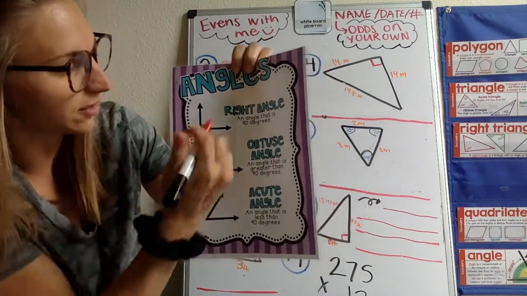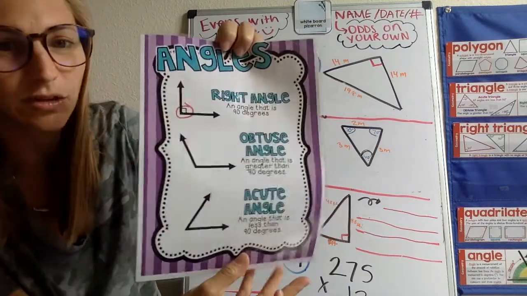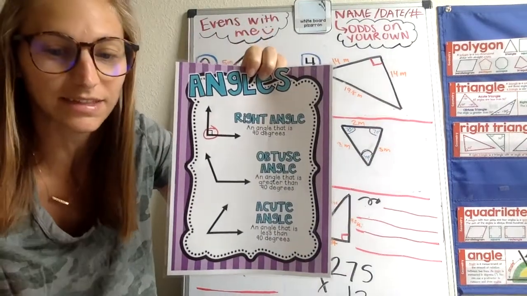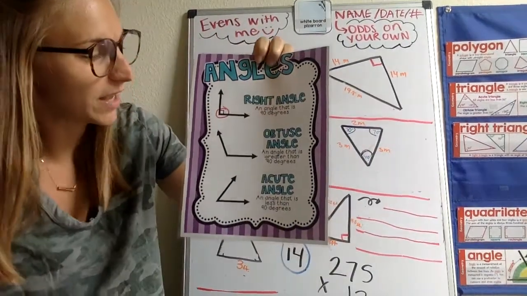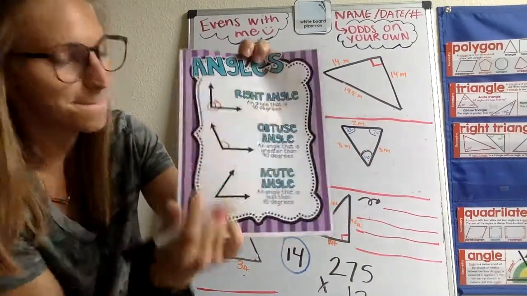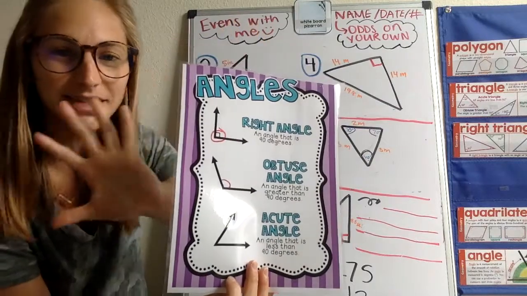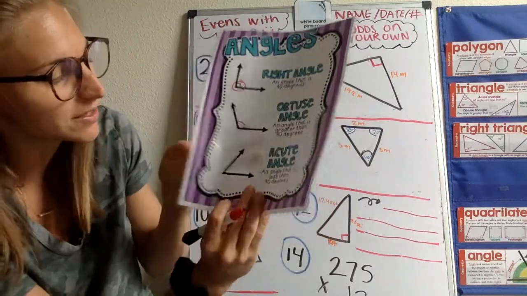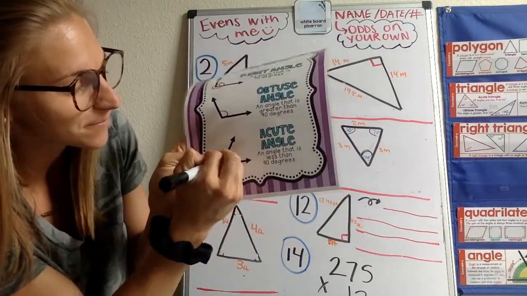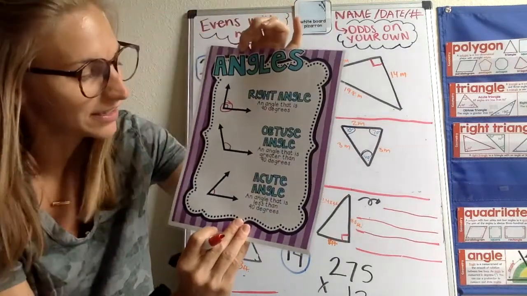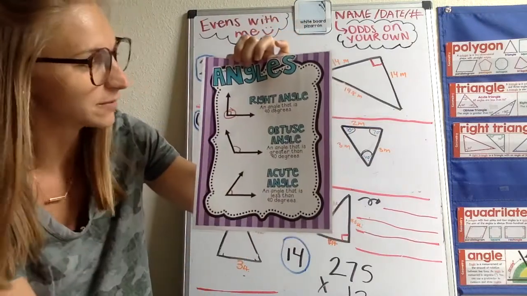Anytime you see that little box, that should trigger your brain to let you know, hey, that's 90 degrees. All right, then we have an obtuse, and obtuse means that it is bigger than 90 degrees, and it kind of makes that obtuse rainbow shape. And then an acute is really tiny. It's less than 90 degrees, and it's really cute, and that's why I like to call it an acute triangle. That's something that helps me remember.